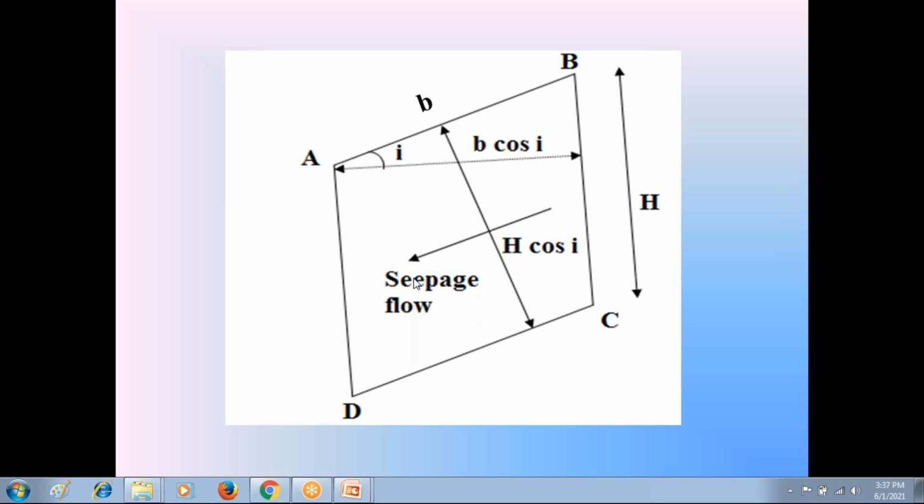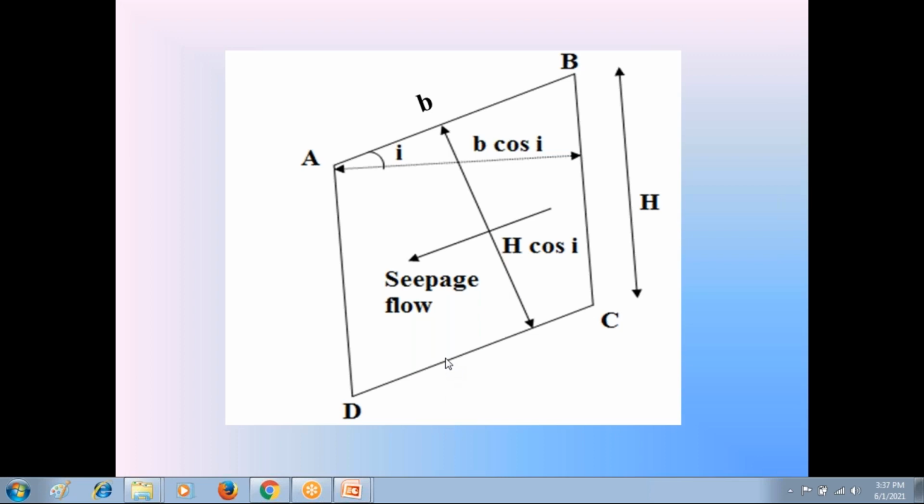Whenever the seepage flow happens in soil, that seepage flow produces additional stress in the soil, that is called pore water pressure. It is not the force, please. It is pore water pressure. That pore water pressure is always acting in vertically upward direction. Whether the seepage flow is horizontal, vertical, or inclined, the pore water pressure in the soil is always acting in vertically upward direction.